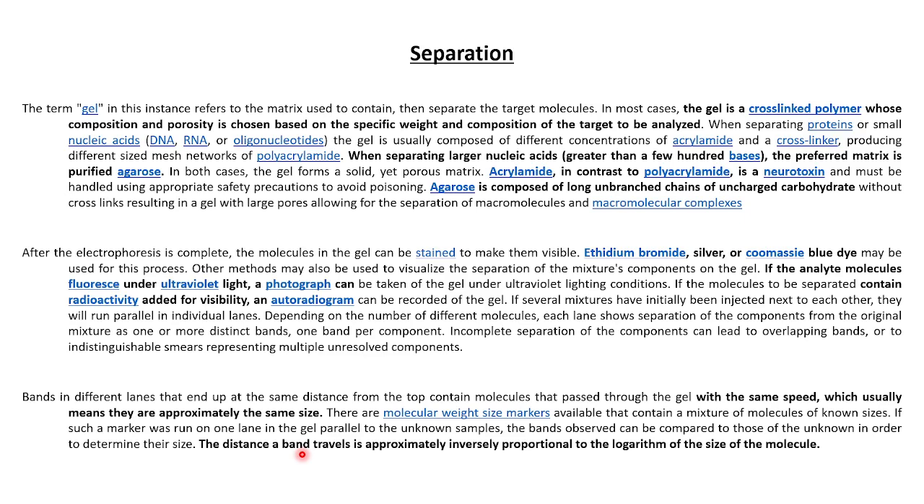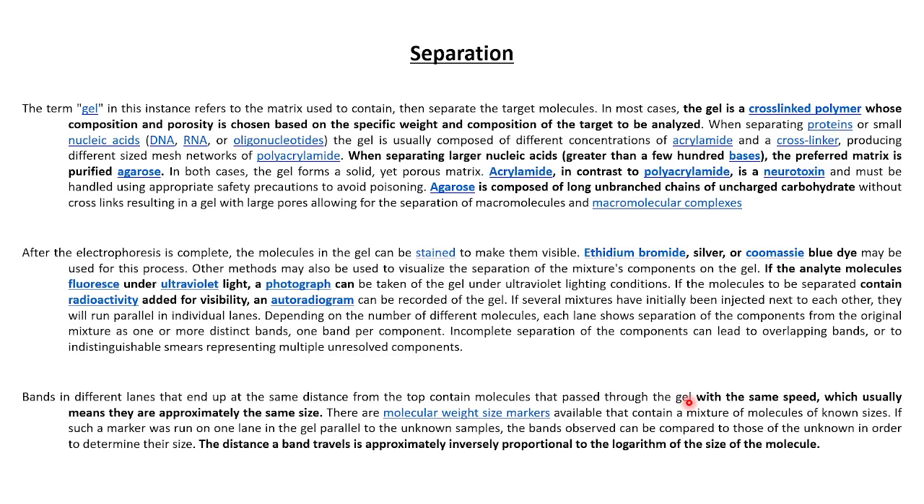There are molecular weight size markers. Molecular weight markers are available that contain a mixture of molecules. The markers, the ladders, the molecular weight detectors can all mean the same. They contain a mixture of molecules of known sizes. If such a marker is run on one gel parallel to the unknown samples, it can be observed and compared with the unknown in order to determine their size.